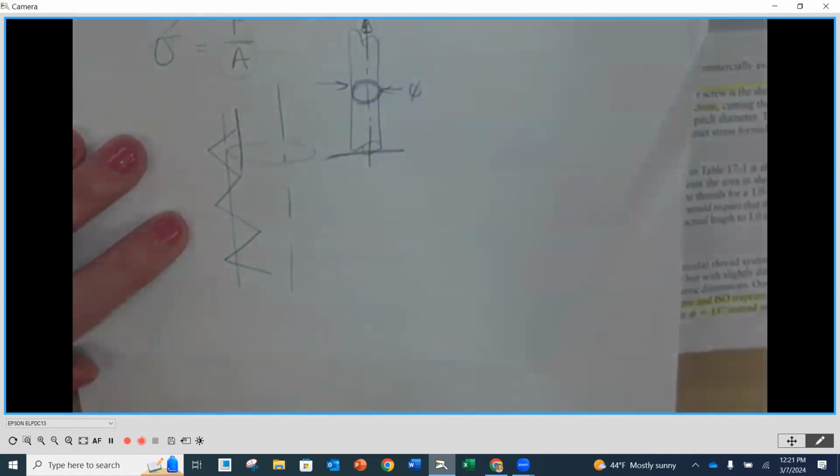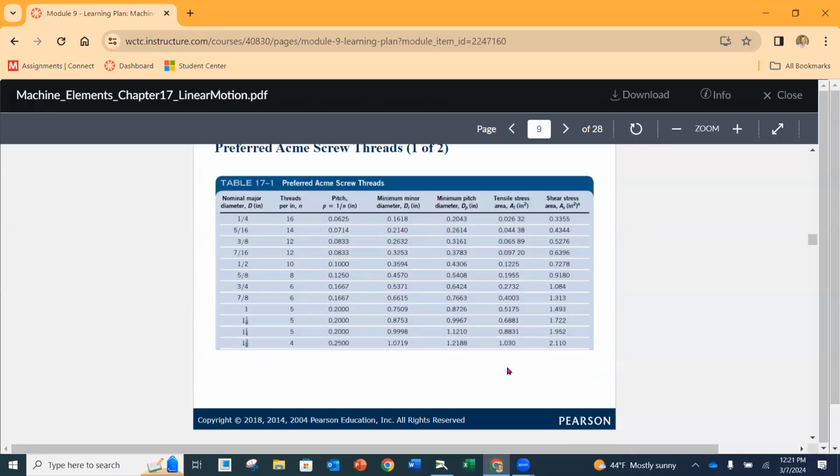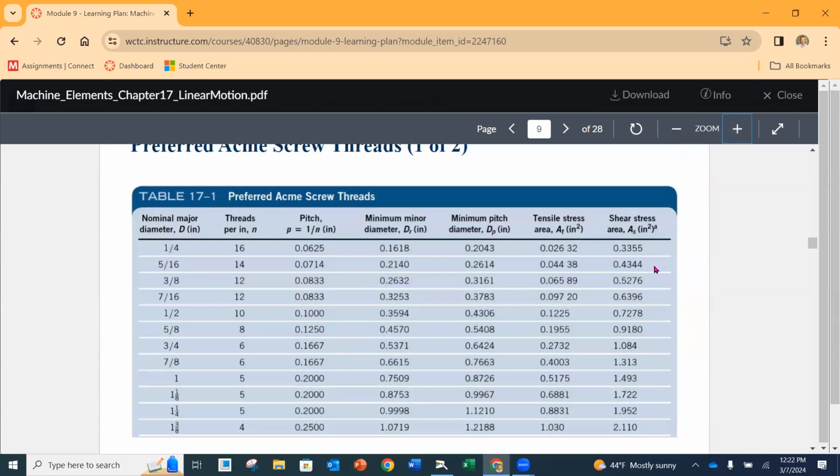So not at the very tippy top, not at the pitch, just in between the pitch and the root diameter of that thread. Okay. So if we look at the charts on the following pages here, which are also on page 645, I'm going to zoom in here so we can see the columns.